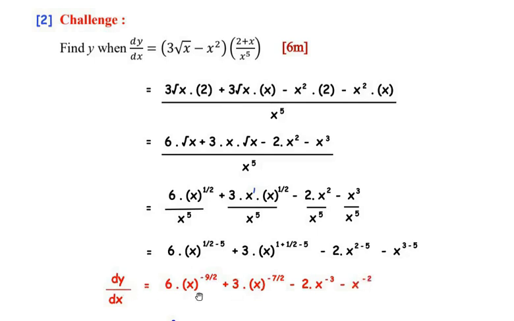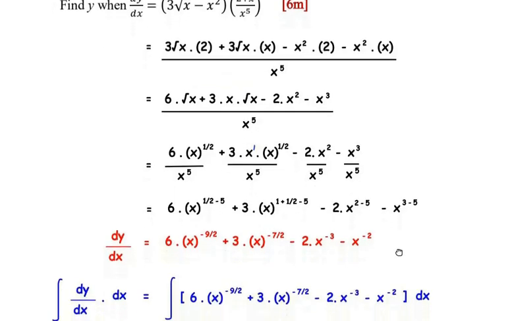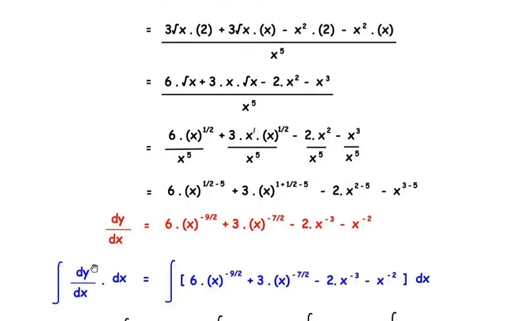Now once we have got dy by dx in its most simplified form, we are going to integrate both the sides of the equal to sign to find out the expression for y. So here, integrating both the sides, we get integration of dy by dx with respect to dx is equal to integration of all the terms on the right hand side with respect to dx.